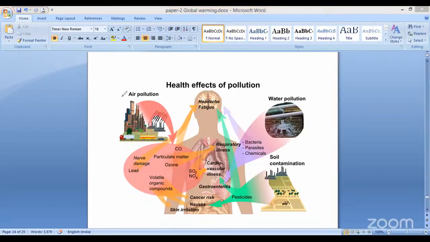Health effects of pollution. So how acid rain, air pollution, water pollution, and soil contamination can affect human lives. This is a graphical representation of how particular pollutants can affect us, right? First one is air pollution.